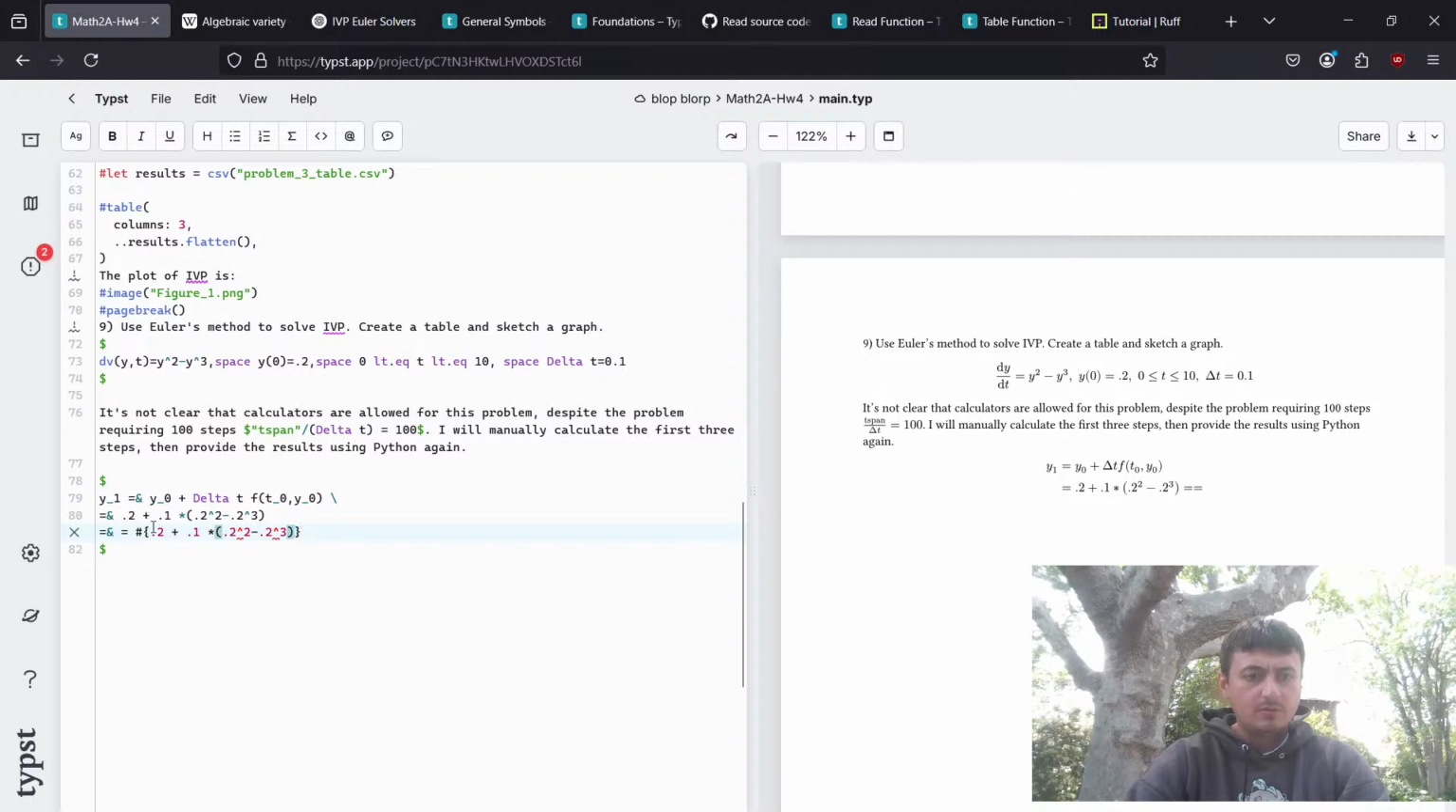Wait, what? How did I do this last time? Is it this? This is what's so stupid about their evaluation mechanism. What? You can do times, but you can't do x. I mean, what is that about? That's so ridiculous.